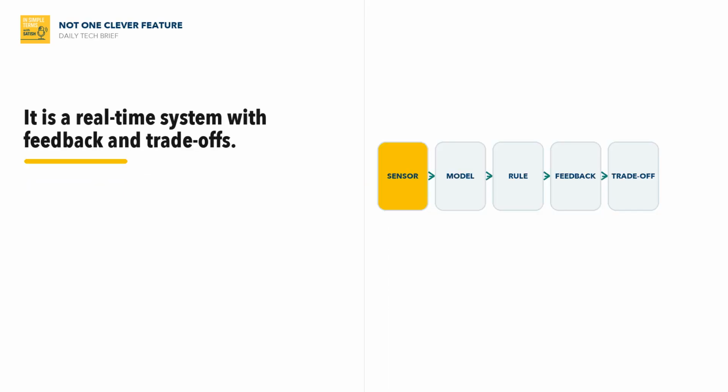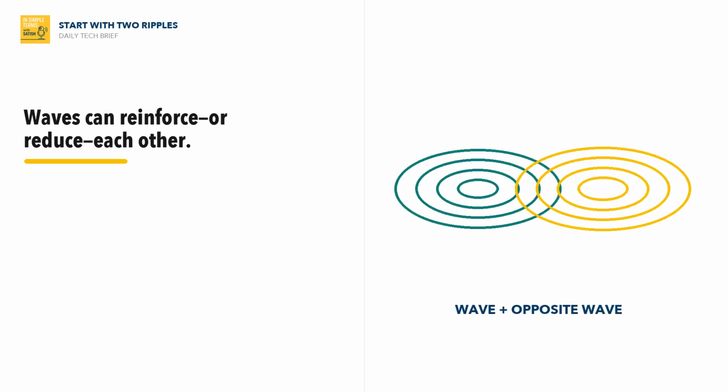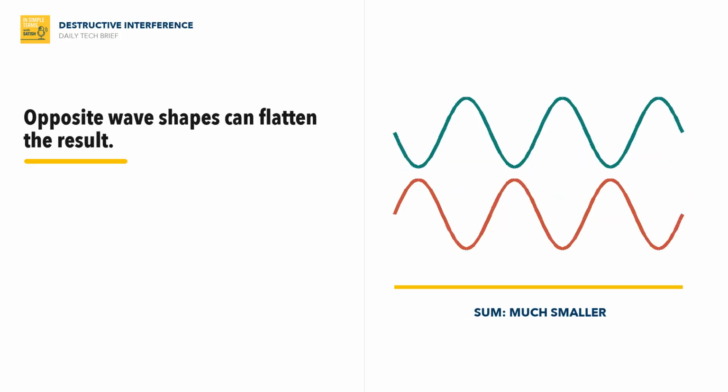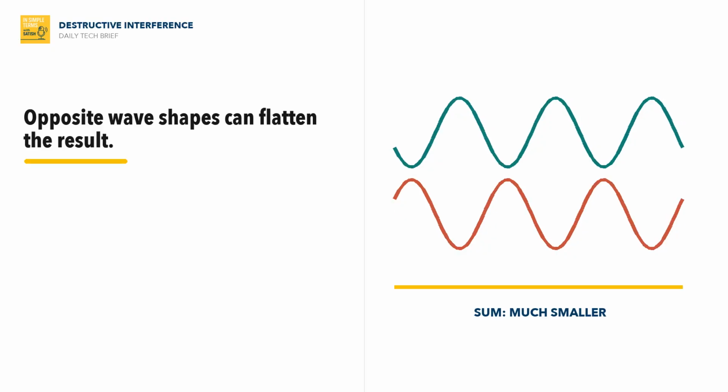At first, it can sound like one clever feature, but the real story is a system of sensors, models, rules, feedback loops, and trade-offs that has to work in the real world, not only in a demo. Let us understand this with a simple everyday example. Picture two ripples moving across a pond. If one ripple rises exactly where another ripple falls, the water can flatten out.